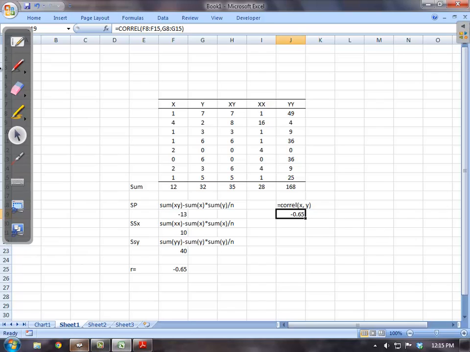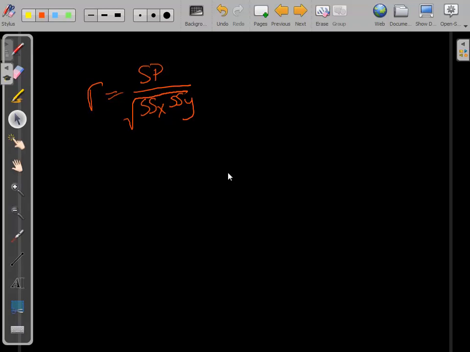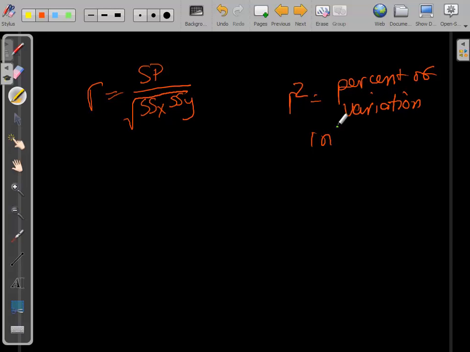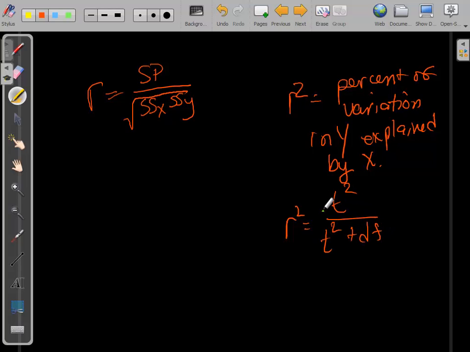So let me switch back over to the notes here, and what I want to do is look at some other features with this r. One of the features that we want to consider is that in the past we dealt with this R squared value, and we said that R squared was the percent or the fraction of variation in y explained by x. The formula for R squared in the past looked like this: it was t squared divided by t squared plus df. And that maybe gave us a way to measure effect size.